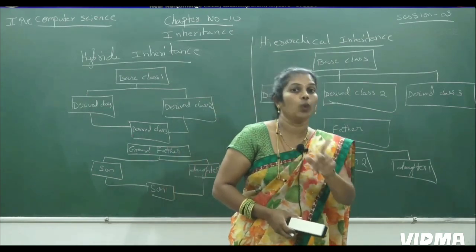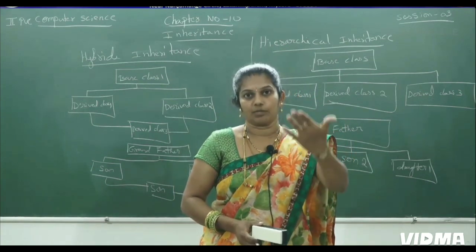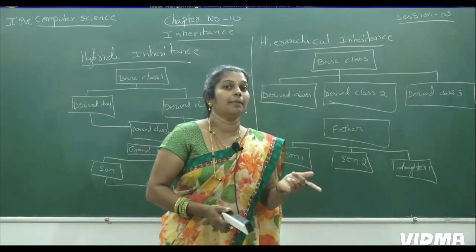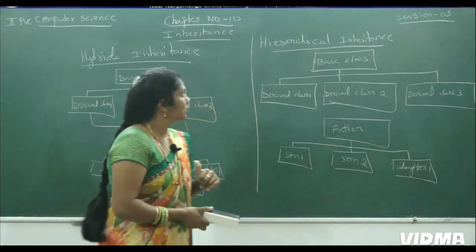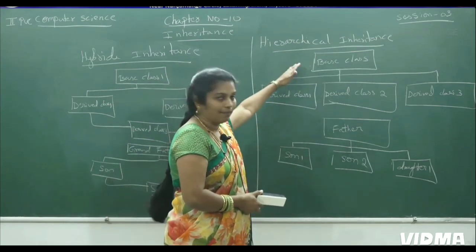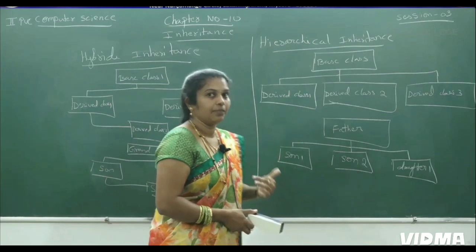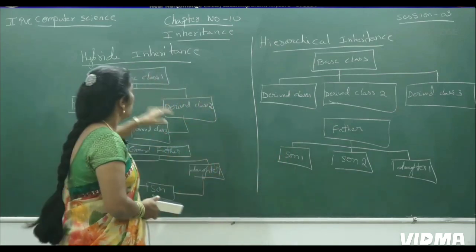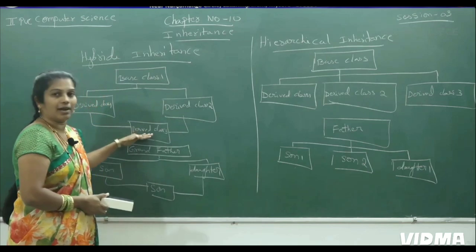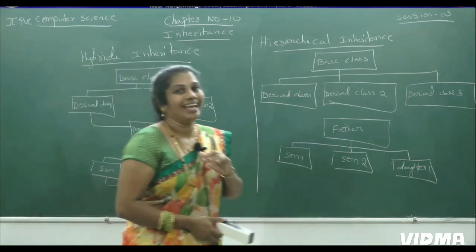Multiple means more than one. More than one base class. The properties of more than one base class are transferred to a single derived class. That is nothing but multiple inheritance. And the next one is hierarchical inheritance. In hierarchical inheritance, only one base class is there, and from that multiple derived classes are there. When we come to hybrid inheritance, only one base class, from that two derived classes, from that one more derived class we will get. These are the different types of inheritance.